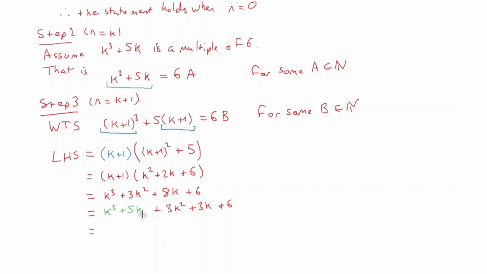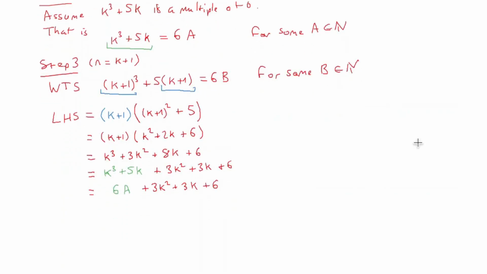But this k cubed plus 5k is equal to 6a. Now we can make the substitution. That is just equal to 6a from our assumption. So now we have 6a plus 3k squared plus 3k plus 6. Okay. Well, what can we do with this? Well, we're trying to show that this is a multiple of 6. Now, we have 6a and 6 at the end. They're definitely multiples of 6.